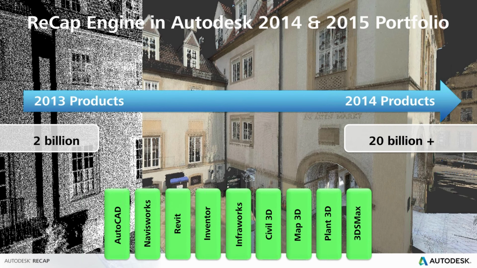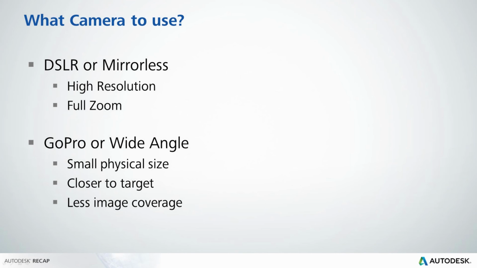So what cameras do I use? Really, it comes down to two different types. There's many different types of cameras, but I'm going to talk about two. There's DSLR and then mirrorless cameras. I am going to group them together for the purpose of this presentation.